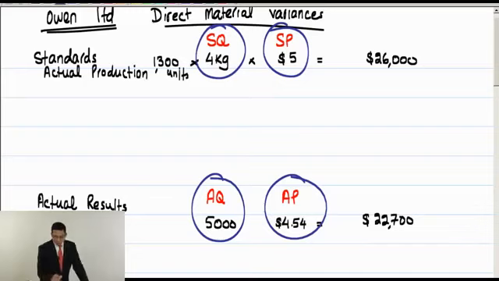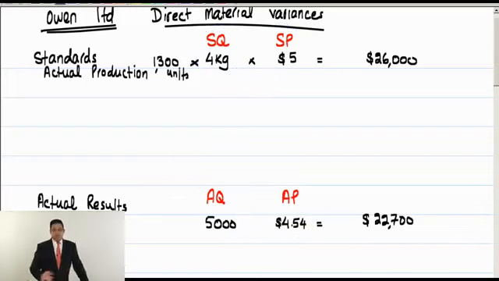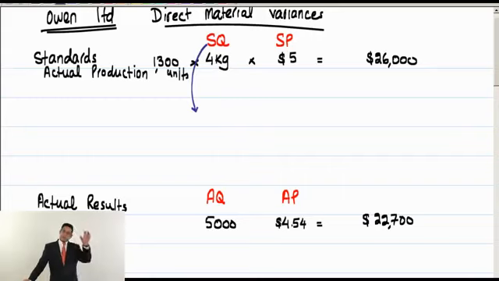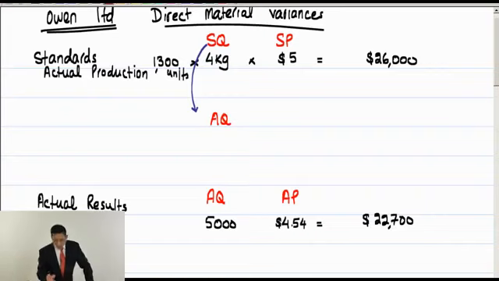Okay, in order to make it separate analysis, what we do is from the left hand side, from the first line, standard quantity is changed to actual quantity, and we do not touch the standard price. We just keep it as it is.